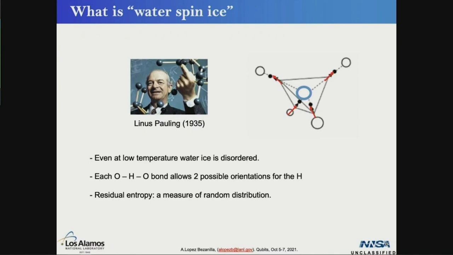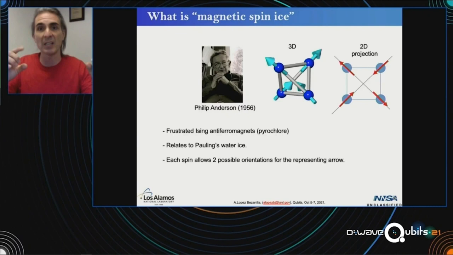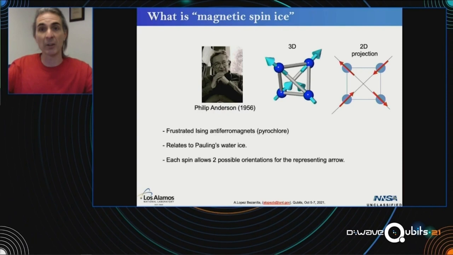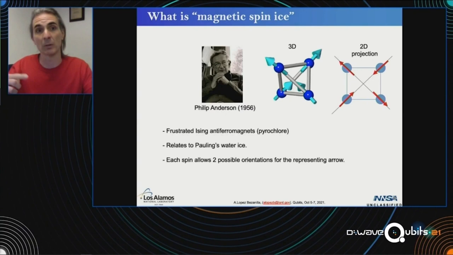So this two-in, two-out scheme was used by Philip Anderson years later to explain how spins can arrange in a pyrochlore lattice. He anticipated these materials and expected to find Ising model materials with spins pointing either out or in of this similar tetrahedron. Projecting this scheme from 3D into the two-dimensional plane, we observe that atoms are in the vertices and spins are either pointing into the center of the square or pointing out.